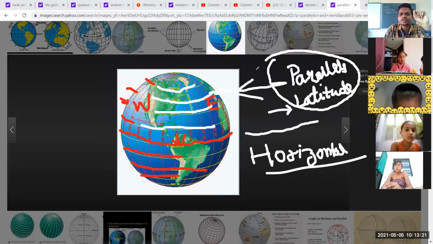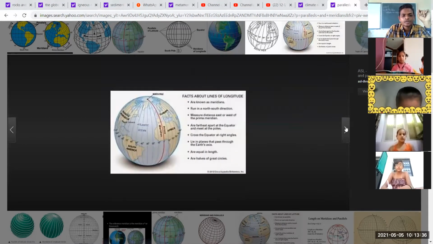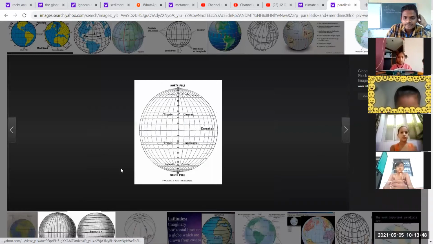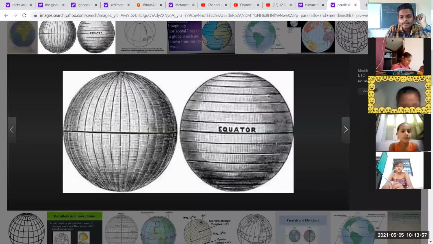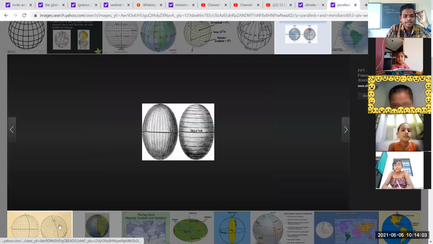I hope, dear students, that you are getting some of the pictures of these parallels that I am going to show on your screen right now. It will appear. Okay, just see parallels, latitudes. Here you can see that lines are there, in this side, equator side. Just see it here.